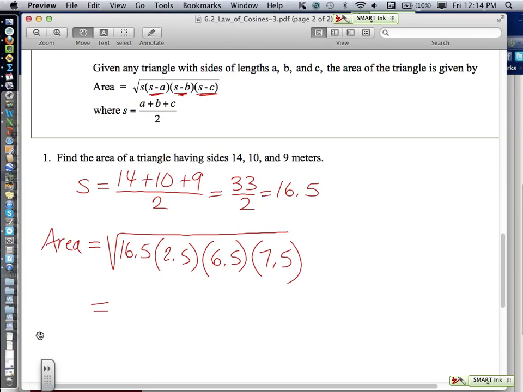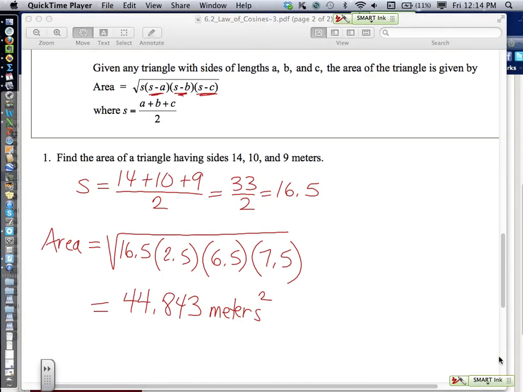44.84. Can I have a third decimal place? Oh, 44.843. Okay. And the units were meters, so what's the area in meters? Squared, right? Okay. Meters squared, or square meters. All right, I'm going to end this.